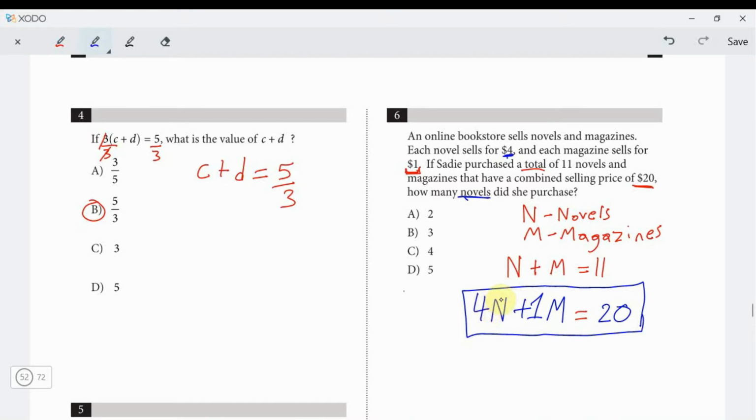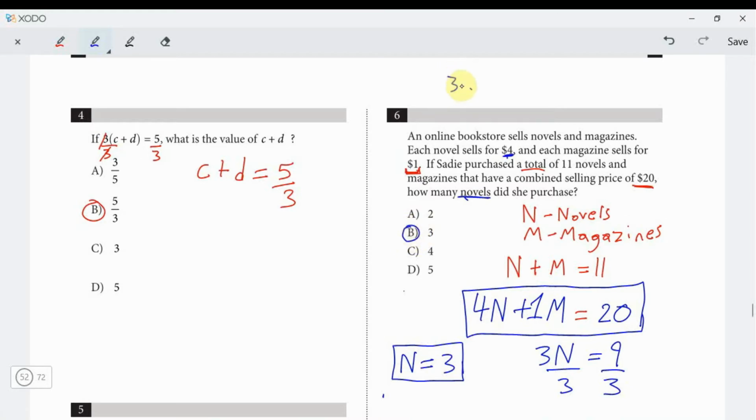So from the two equations, we can subtract them. So 4N minus N would give us 3N, and 20 minus 11 would give us 9. So then we divide both sides by 3. In other words, we're getting then that N is equal to 9 over 3, and 9 over 3 is 3. So that means that she bought 3 novels.